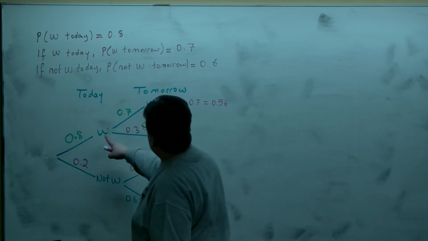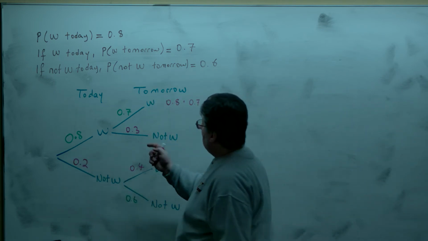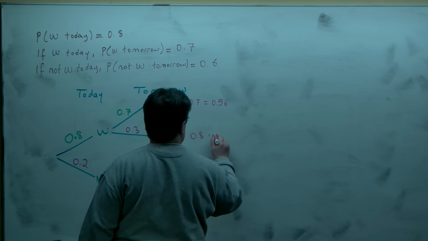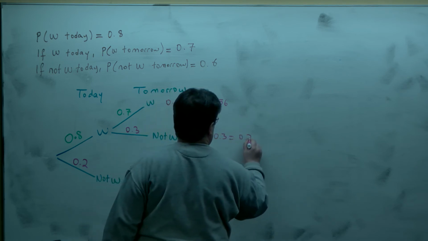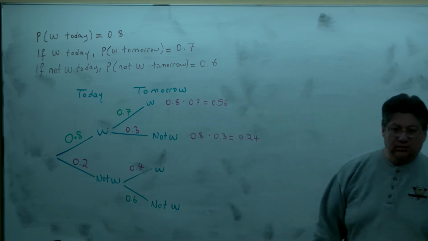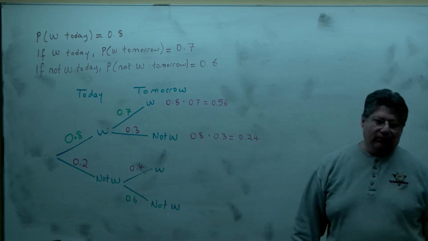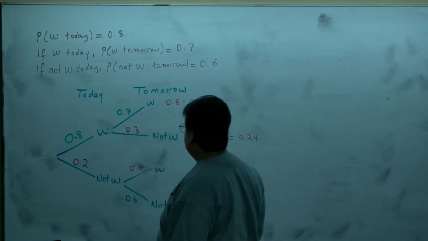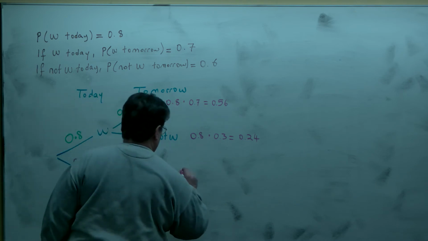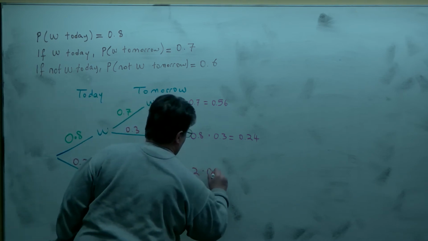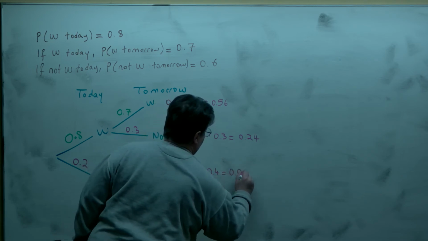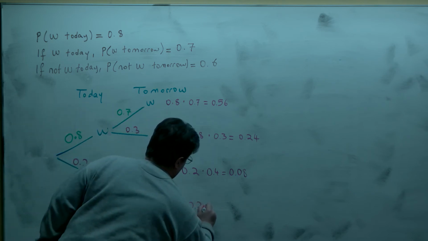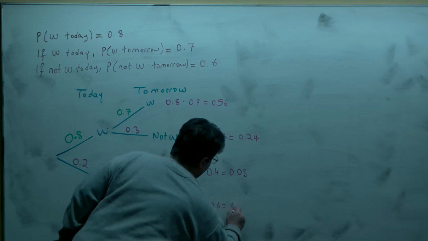And then winds today and no winds tomorrow. That's 0.8 times 0.3. 0.8 times 0.3, that's 0.24. Right? Why? 8 times 3 is 24, and you need to have 2 decimal digits. So that's why it's 0.24. And then 0.2 times 0.4, that's 0.08. And then 0.2 times 0.6, 0.12.